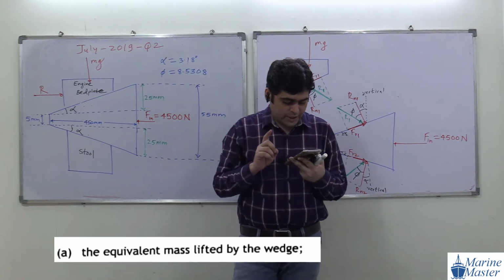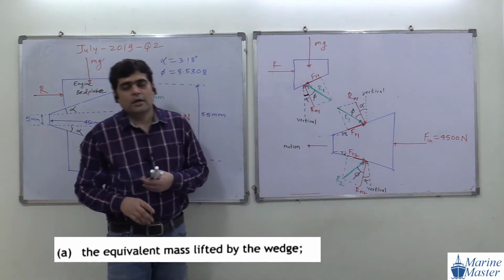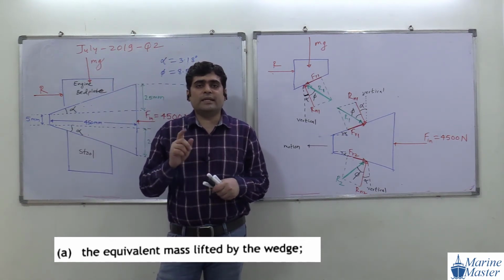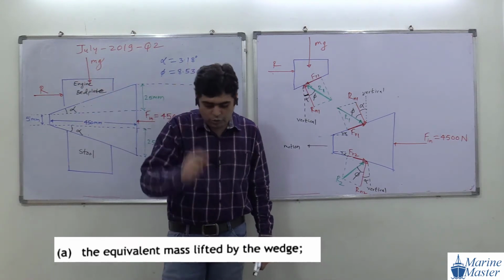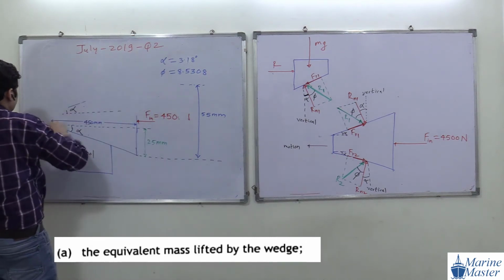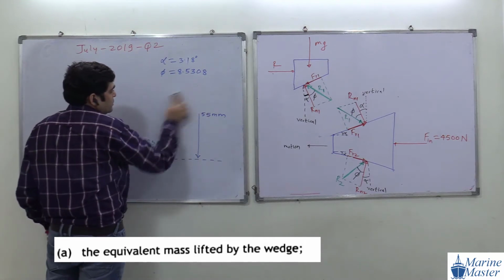Now try to see the scenario here, guys. What is our target? What do we have to find out in this question? In part A, we have to find out this mass m. And how do we find out mass m? How do we deal with this scenario to get mass m?